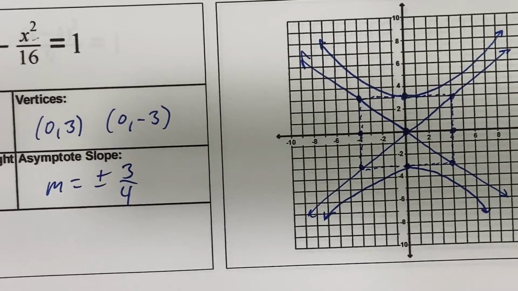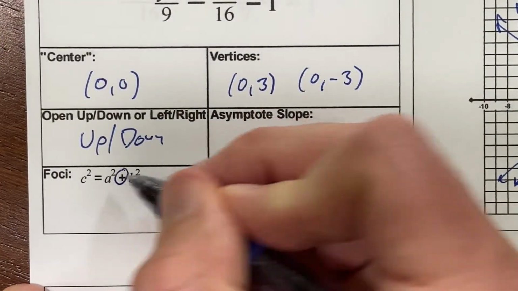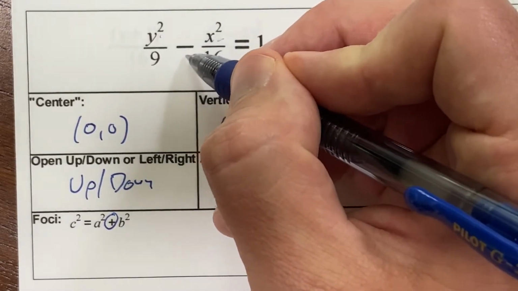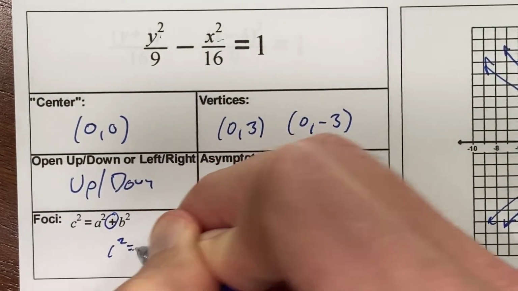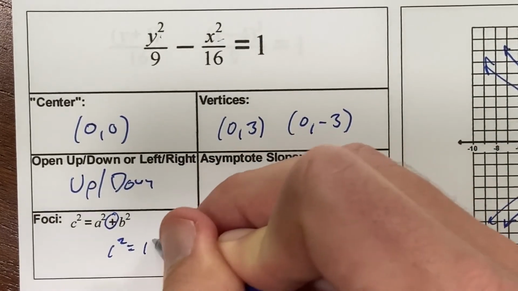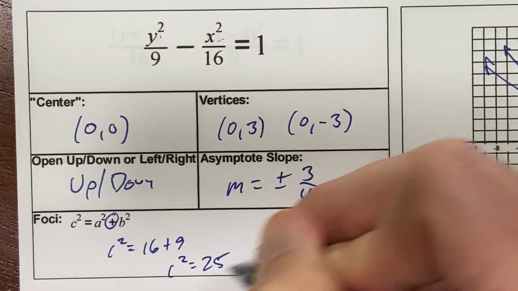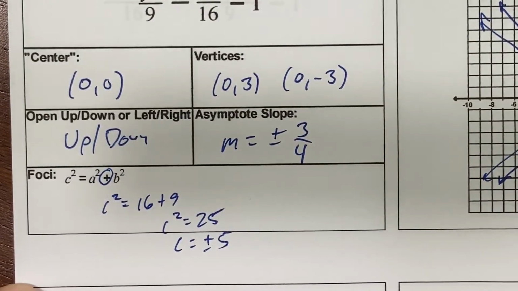And when I'm finding the foci for a hyperbola, I'm going to use plus this time instead of the minus we were using with the ellipse. I always just think about it as the opposite of whatever's up here. That's what you'll do for the foci. So I'll say c squared equals 16 plus 9. c squared equals 25. That means that c equals plus or minus 5.